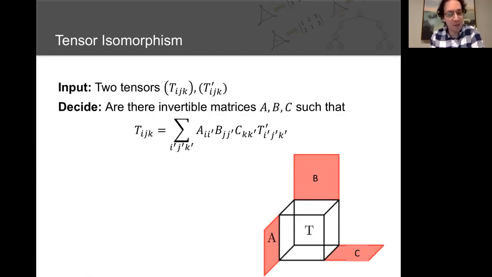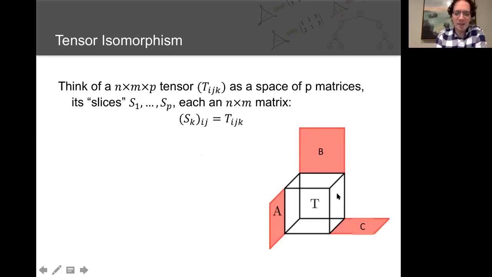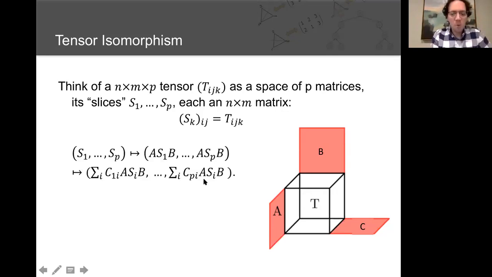Let me tell you how I actually think about this. I take my tensor, which is a 3D box, and I slice it, let's say parallel to the screen. So S1 is going to be the front slice, S2 is behind that, S3 is behind that, and so on. Each slice is now just a matrix. And if I think of this first slice sitting in the front of this box, what do A and B do? It's literally just left and right multiplying that matrix by A and B. And I do this with A and B to all the slices at the same time.